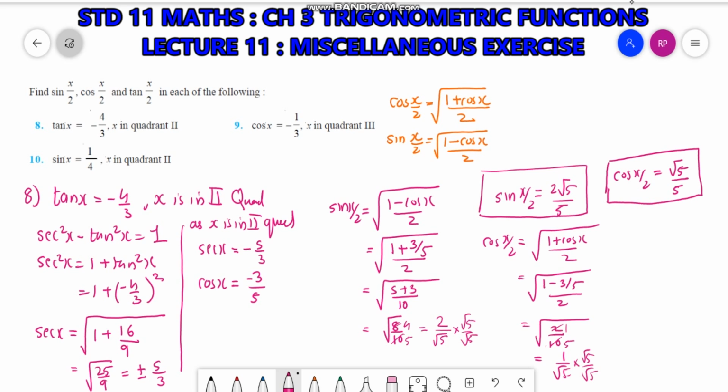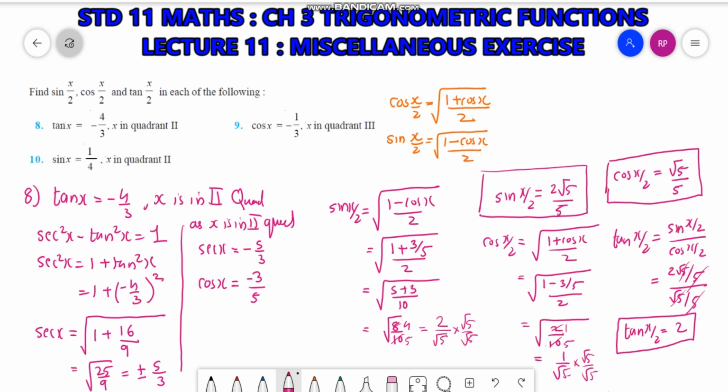Tan x by 2 is the ratio of sin x by 2 upon cos x by 2. So what is sin x by 2? 2 root 5 by 5, and cos x by 2, root 5 by 5. So 5 gets cancelled, root 5 gets cancelled. So tan x by 2 is equal to 2. This is the value of tan x by 2.